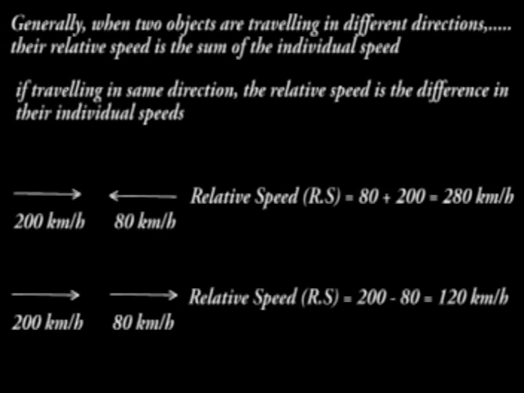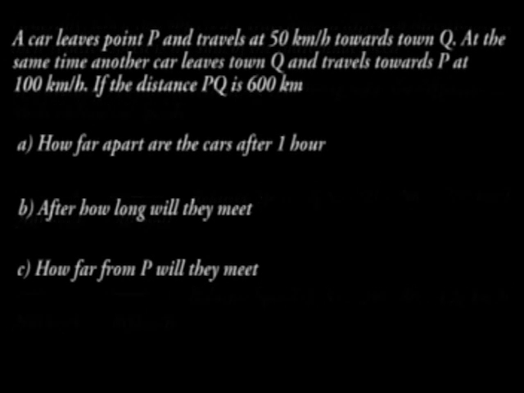Let's take an example. A car leaves point P and travels at 50 kilometers per hour towards point Q. At the same time, another car leaves town Q and travels towards P at 100 kilometers per hour. If the distance PQ is 600 kilometers, A. How far apart are the cars after 1 hour? B. After how long will they meet? C. How far from P will they meet?